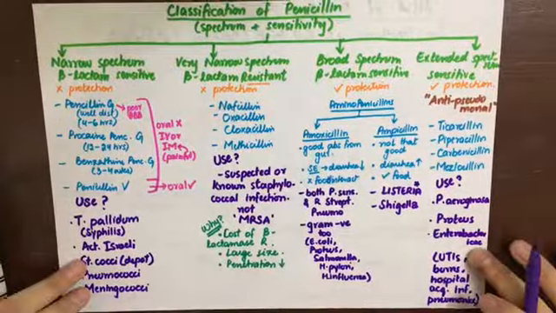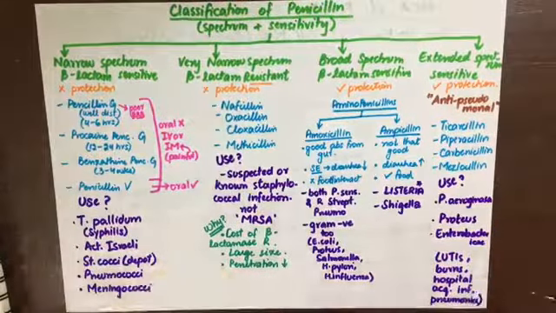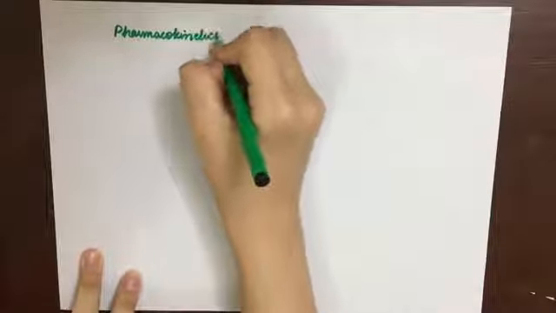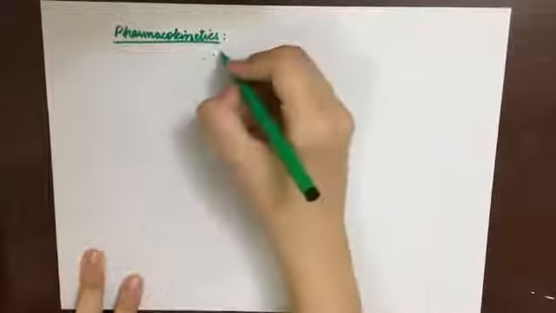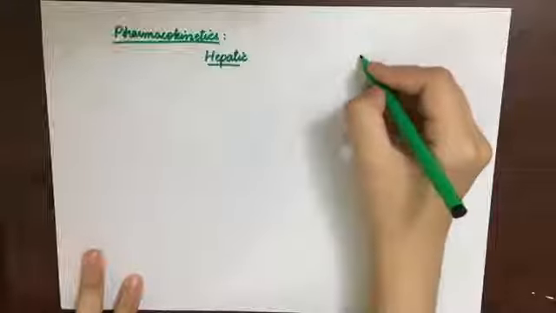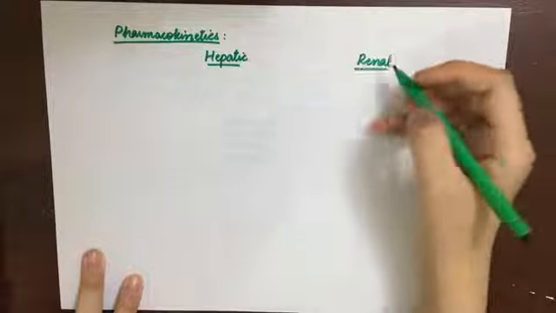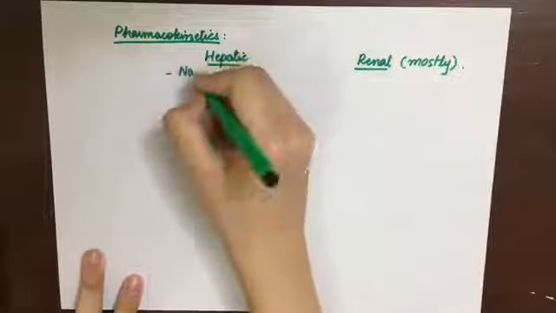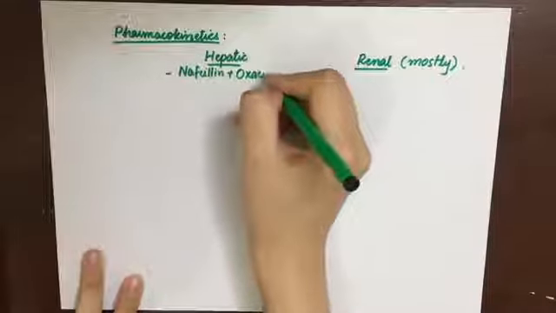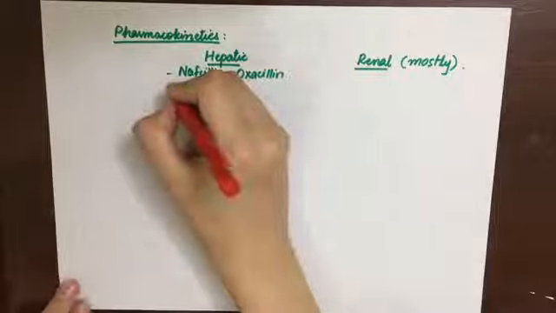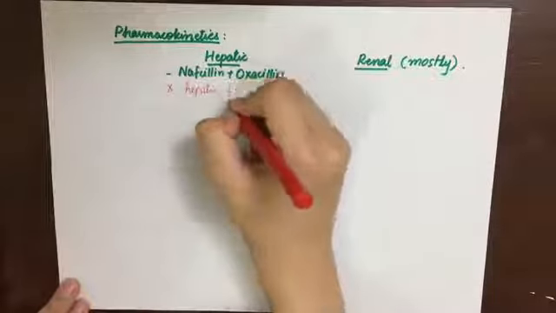Now that we are done with the classification, let's discuss some pharmacokinetics of penicillins. Most of them are secreted via the kidney in the urine, while some of them, I mean two of them, that is nafcillin and oxacillin, are secreted by the liver in the bile. So most of them are contraindicated in renal failure patients, and nafcillin and oxacillin are contraindicated in hepatic failure patients.